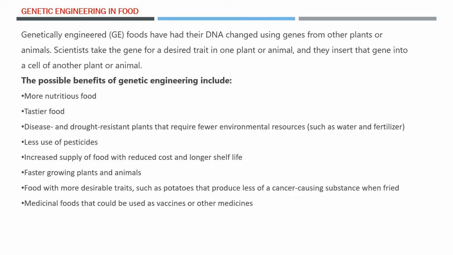The possible benefits of genetic engineering include more nutritious food, tastier food, disease and drought-resistant plants that require fewer environmental resources such as water and fertilizer, less use of pesticides, increased supply of food with reduced cost and longer shelf life, faster growing plants and animals, and food with more desirable traits, such as potatoes that produce less of a cancer-causing substance when fried, and medicinal foods that could be used as vaccines or other medicines.